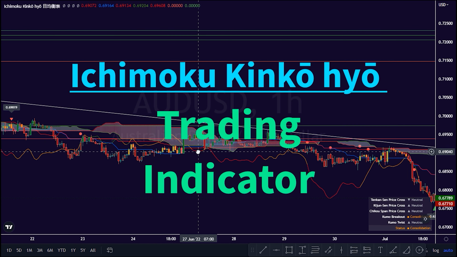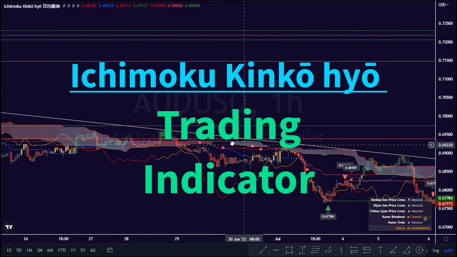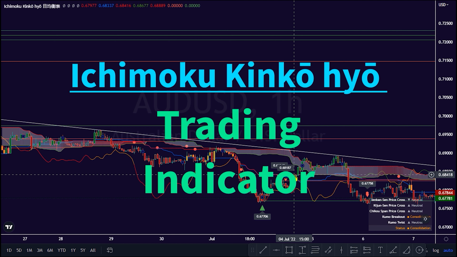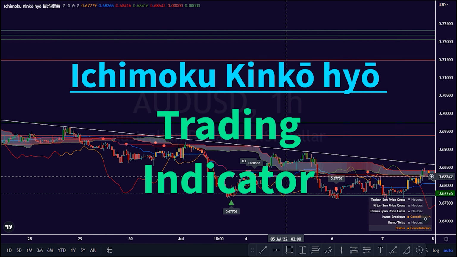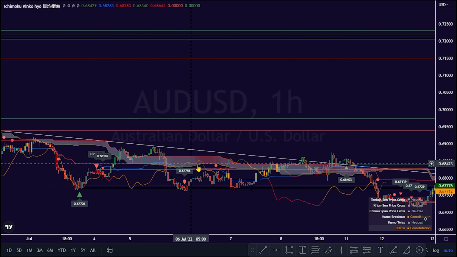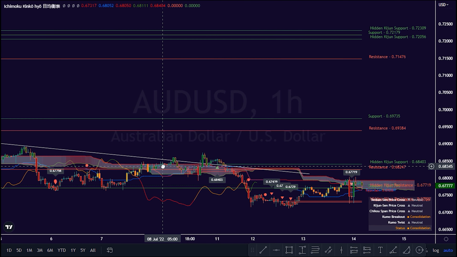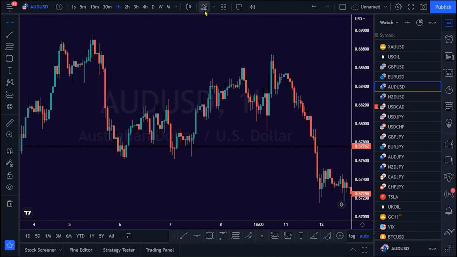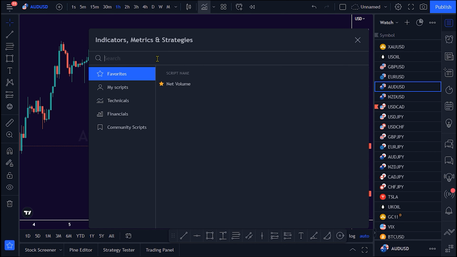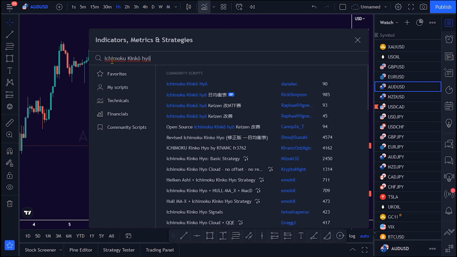The Ichimoku Kinko Hyo indicator is a technical trading indicator that helps to identify support and resistance structures in the market. The Ichimoku Kinko Hyo version is the modified version of the Ichimoku indicator. To apply this trading indicator on the chart, type the keywords Ichimoku Kinko Hyo. Select the Ichimoku Kinko Hyo EP version by Rick Simpson.